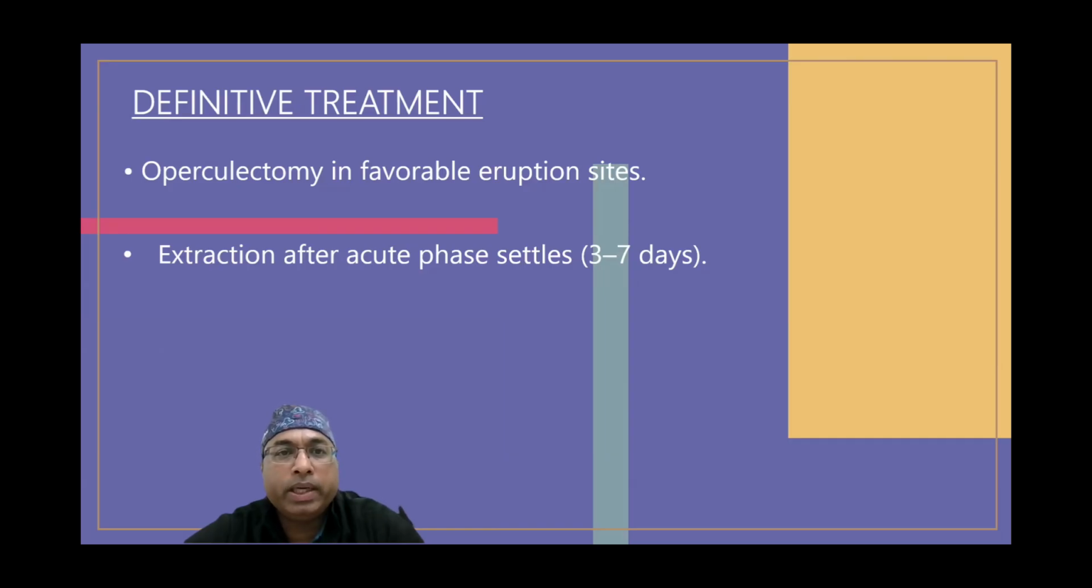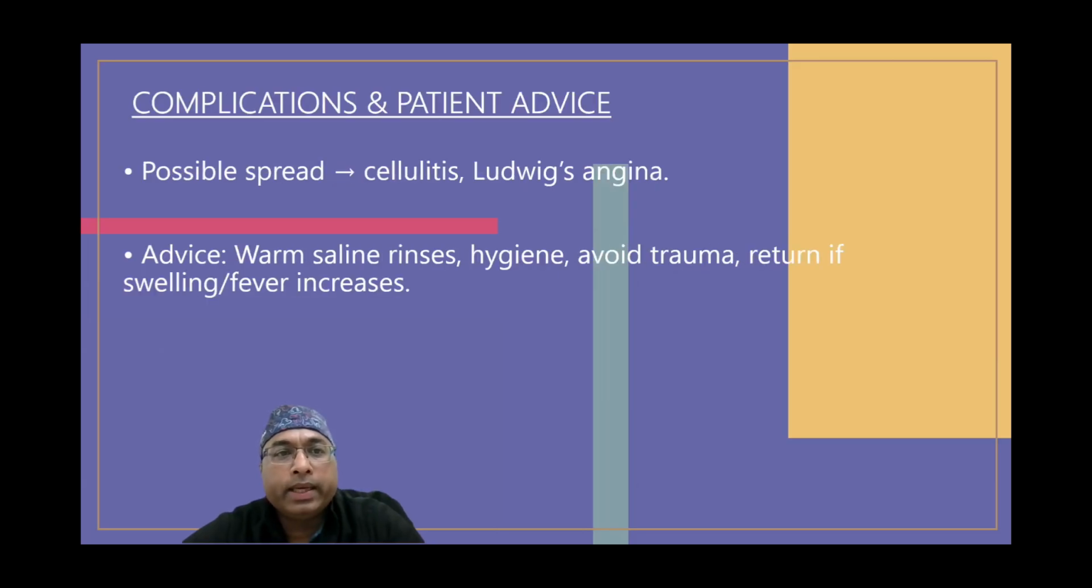If there is a possibility that the tooth can erupt, if there is a favorable eruption site, one can plan for operculectomy using different armamentarium like scalpel, electrocautery, or lasers. If not, then one can plan for extraction of the involved tooth after the acute phase settles. There can be possible spread and involvement leading up to cellulitis or Ludwig's angina.